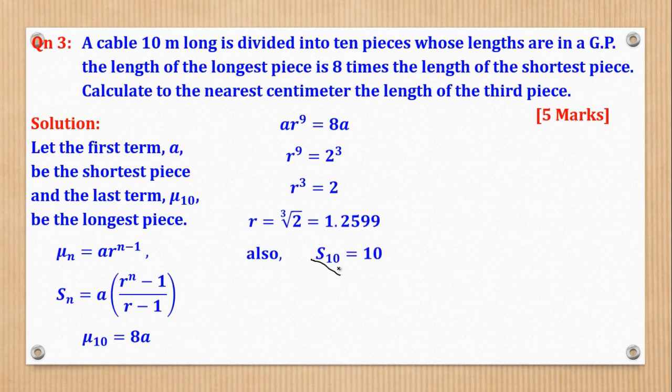Also, the sum of the first 10 terms is 10, because they told us the cable is 10 meters long and is divided into 10 pieces, meaning the total sum must be equal to 10.